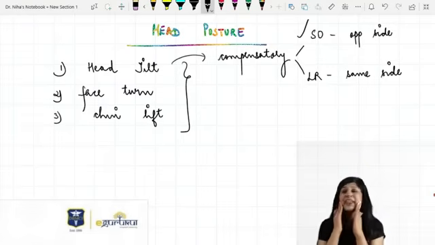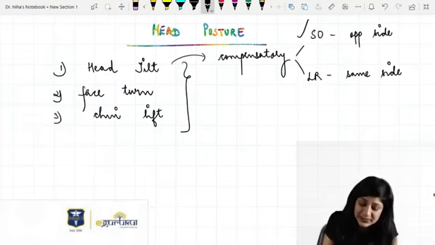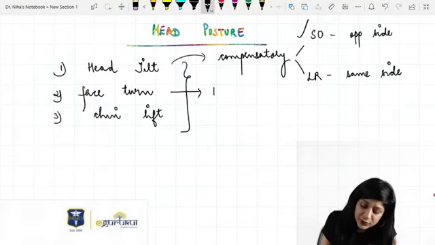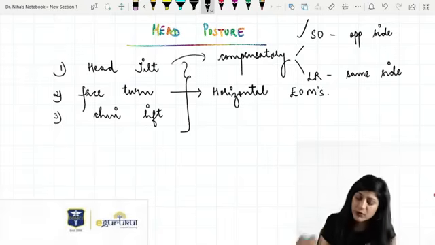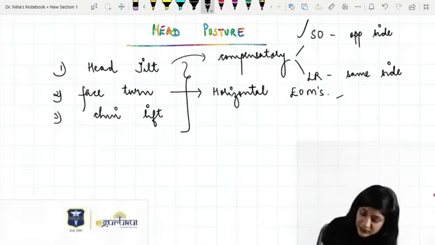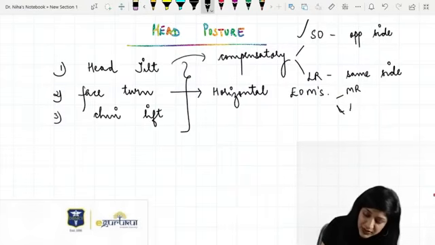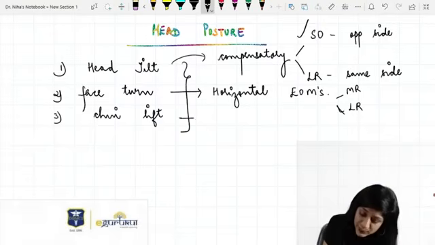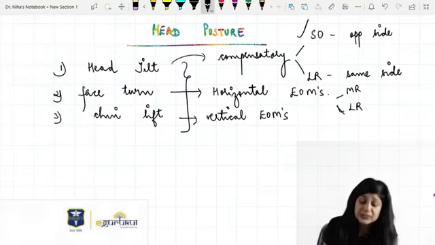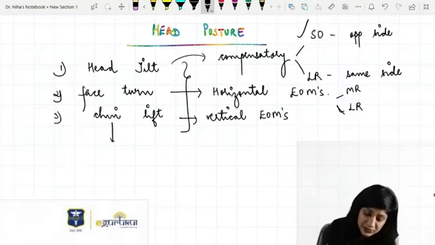Second is your face turn. Face turn basically takes place in cases of the horizontal extraocular muscles. What are your horizontal extraocular muscles? We have the medial rectus and the lateral rectus. While chin lift usually takes place in cases of the vertical extraocular muscles, and a very, very important thing, in cases of LPS palsy.